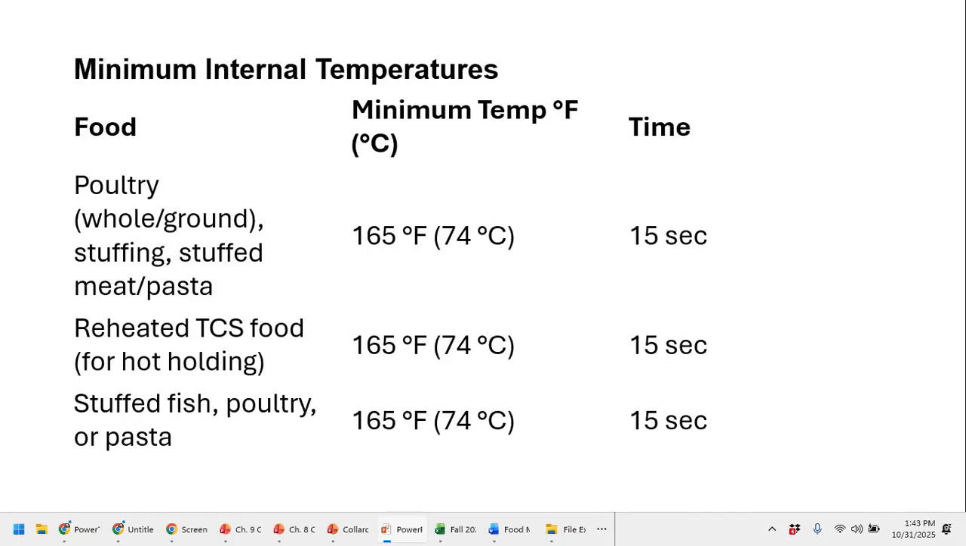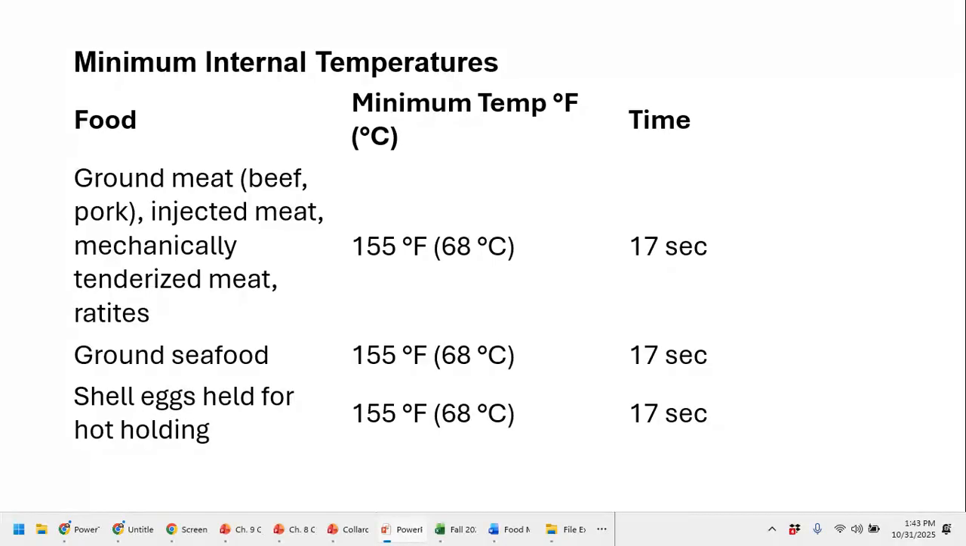Let's take a look at the minimum internal temperatures we must cook our foods to, along with the times that we are to actually take that temperature to ensure that we're getting accurate readings. So we have poultry. It's all the way up at the very top, 165, but that also includes anything which is stuffed, whether it's meats, pastas, anything else. If we're reheating any TCS foods for hot holding, it must hit 165, and then any stuffed fish, poultry, any of those stuffed items, 165.